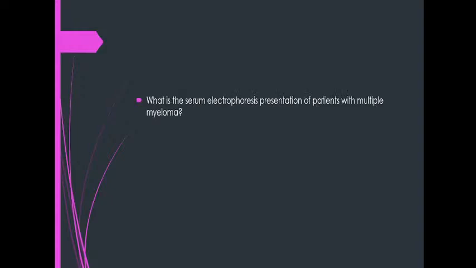Now, when we have serum electrophoresis of a patient with multiple myeloma, you're going to expect monoclonal gammopathy. Okay? What's monoclonal gammopathy? Monoclonal gammopathy is when you run it in electrophoresis.